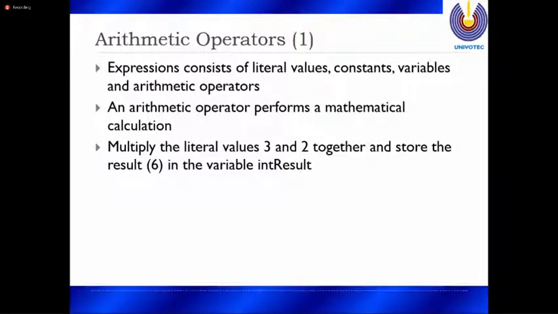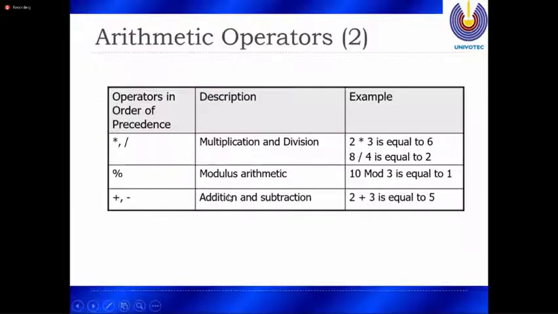Multiply the literal values 3 and 2 together and store the result 6 in the variable, as in result. Then we can write it as: result equals 3 * 2. Here the asterisk is used as multiply. This is the arithmetic operator. Here we are using five types of arithmetic operators. First one.